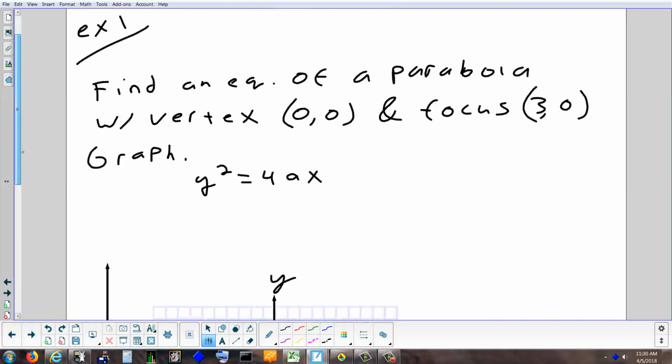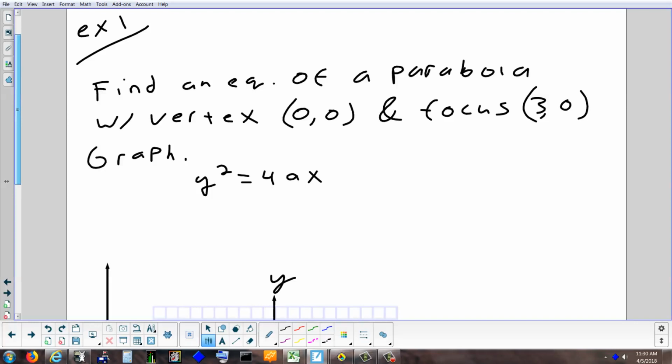Okay, so let's look at this one. So they want us to do 2 things. Find an equation of a parabola with the vertex at the origin and the focus at 3, 0. And then once we find it, graph it. Okay, so the equation we need to use is y squared equals 4ax.